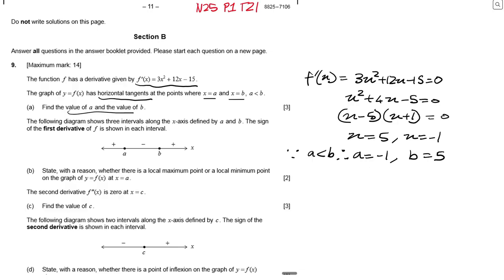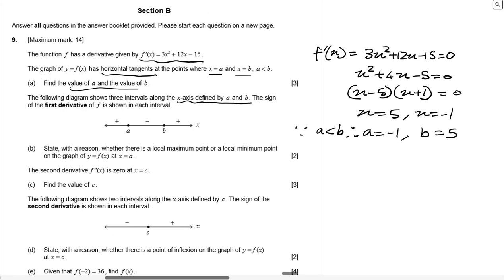Okay, next: the following diagram shows 3 intervals along the x-axis defined by a and b. The sign of the first derivative of f is shown in each interval. State with a reason whether there is a local maximum or local minimum point at x is equal to a. So our derivative is positive, so increasing. Our graph is increasing, then decreasing since it's negative, so that means it's a local maximum.